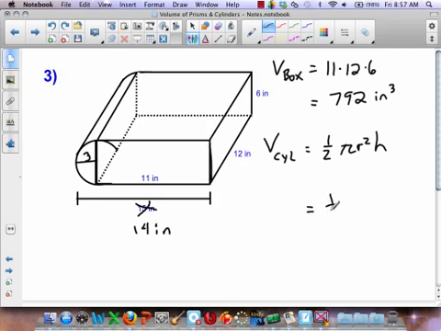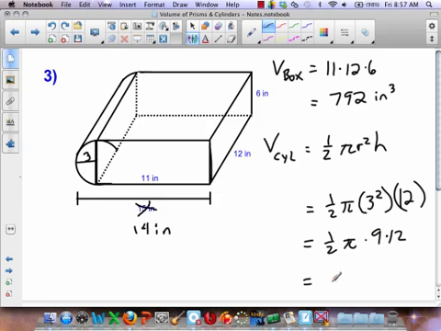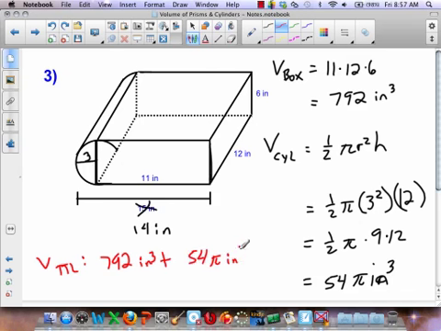Okay, so we got 1/2 pi times 3 squared times the height of the cylinder. What is the height of the cylinder? 12. All right, so we have 1/2 pi times 9 times 12. So that's 54 pi cubic inches. So what is my total volume? Well, we need 792 cubic inches plus 54 pi cubic inches.